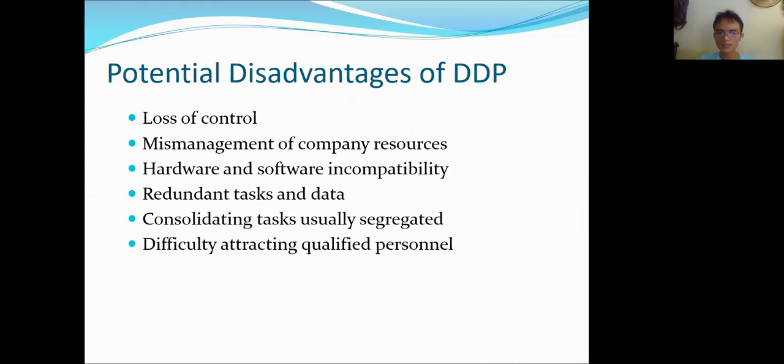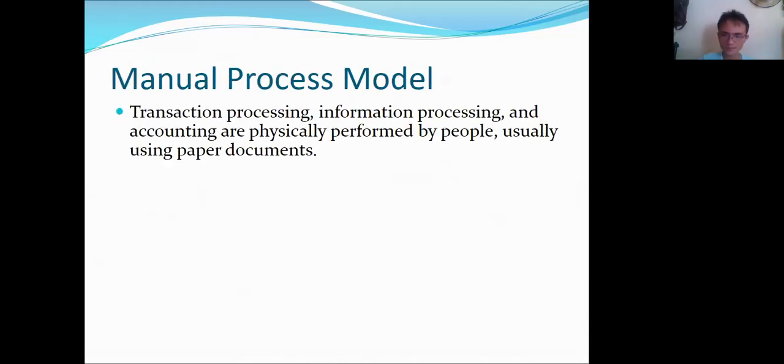Then that's the difficulty of attracting qualified personnel since it's going to be very specific. You have the IT function plus the functional department like marketing, human resource, etc. Then there could be lack of standards for each. So it's quite challenging to set standards for each IPU for each functional department.